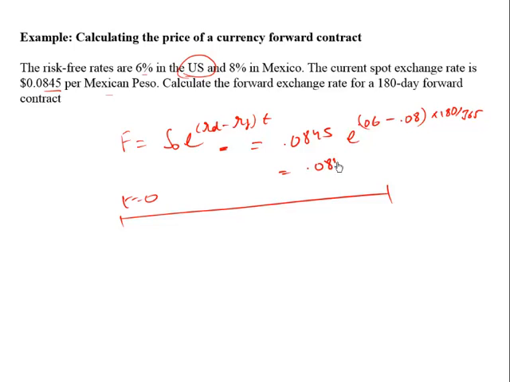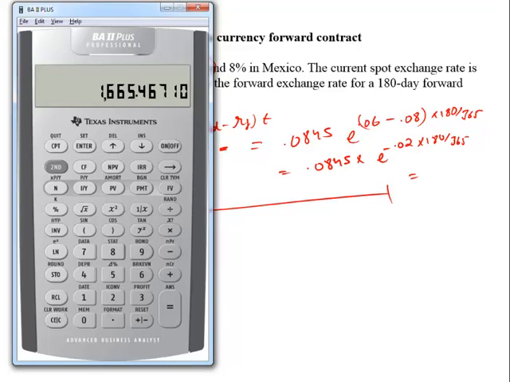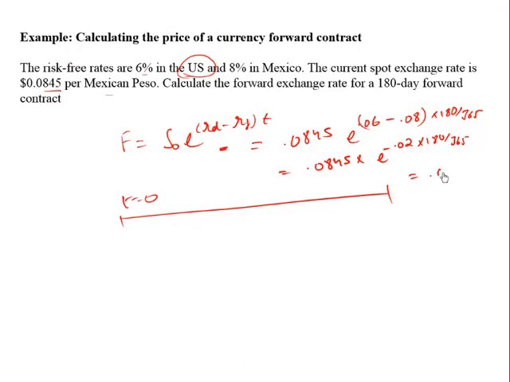So we can compute. 0.02 into 180 divided by 365, then shift and ln to get e raised to the power of this term, multiplied by 0.0845, will give us the forward currency rate that comes out to be 0.08367.